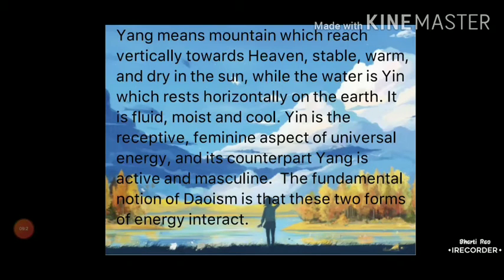They say that yang is the mountain, which reaches vertically towards the heaven. It is stable, it is warm, and it is dry in the sun. While water is yin, it rests horizontally on the earth. It is fluid, it is moist, and it is cold. Yin, water, is a feminine aspect of universal energy. There are two energies, where yang is active and masculine and yin is feminine. So the fundamental notion of Taoism is that these two forms of energy interact.